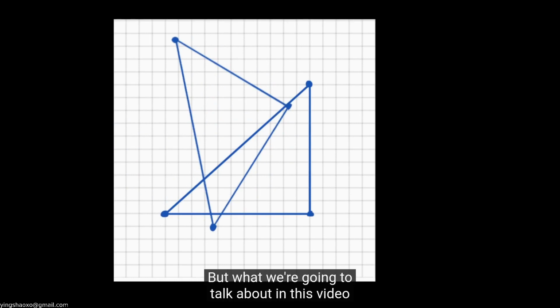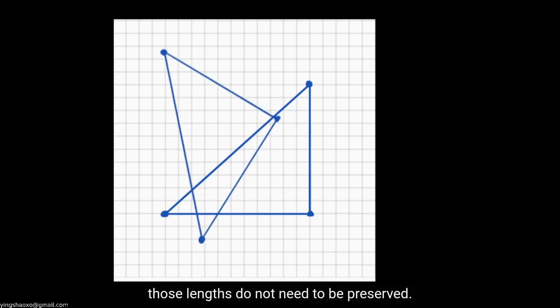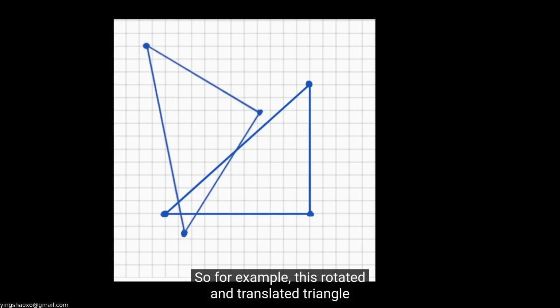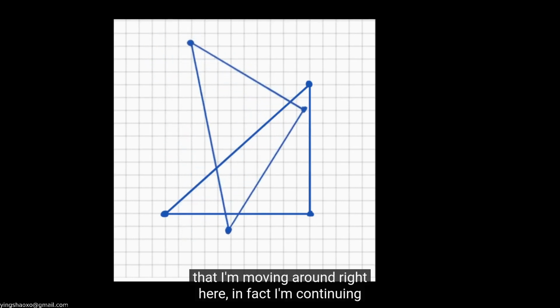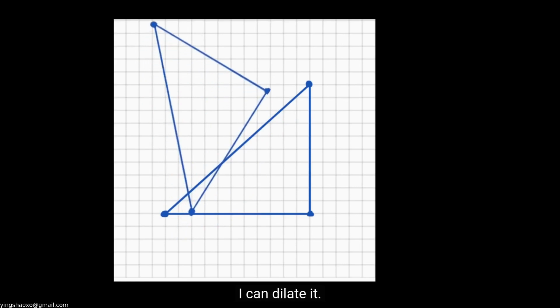But what we're going to talk about in this video is a non-rigid transformation. What makes something a rigid transformation is that lengths between points are preserved. But in a non-rigid transformation, those lengths do not need to be preserved. So for example, this rotated and translated triangle that I'm moving around right here, in fact, I'm continuing to translate it as I talk, I can dilate it.